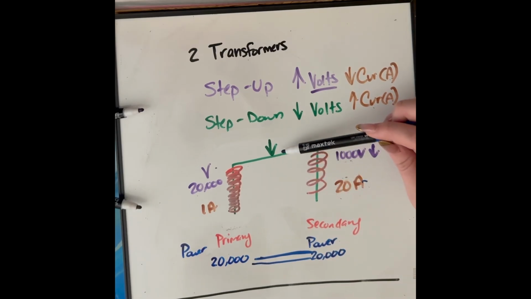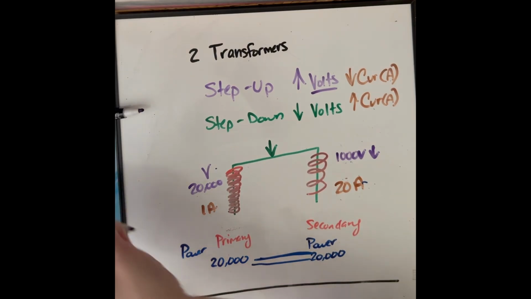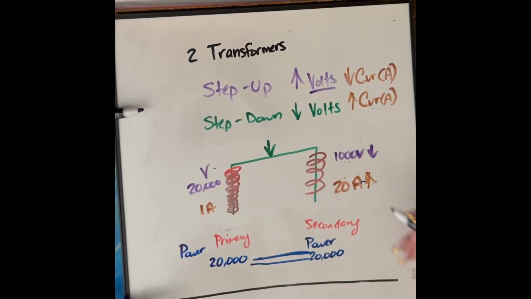So whenever we are asked, what would happen to my current on a step down transformer? Okay, a step down transformer. Well, I know on a step down transformer, my voltage goes down. So if my voltage goes down, my current has to go up.